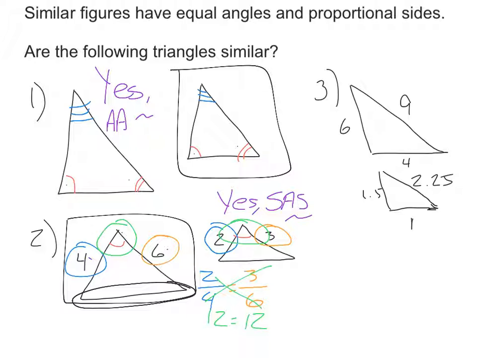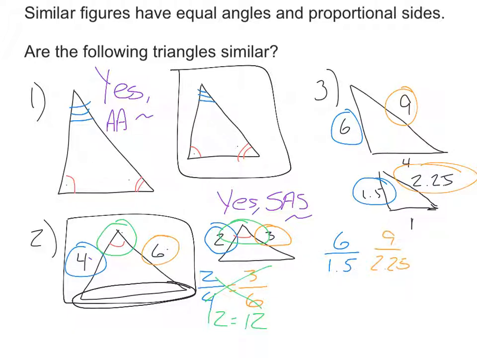In number 3, similar idea. Here I don't have any angles, but I do have proportional sides, hopefully, if we're going to say yes. So let's take a look at what we have here. 6 matches with 1.5. Okay, let me get a different color here. 9 would go with 2.25. And let's see, how about that color? 4 would go with 1. That's not correct, 4 is supposed to go with 1. All right, there we go.